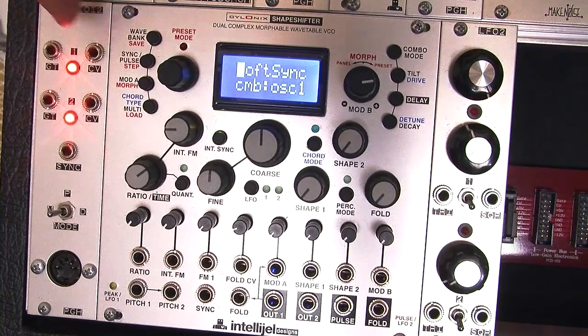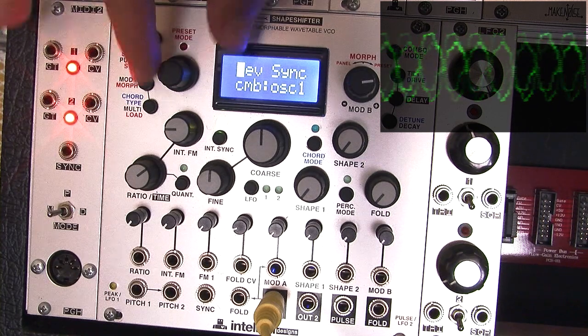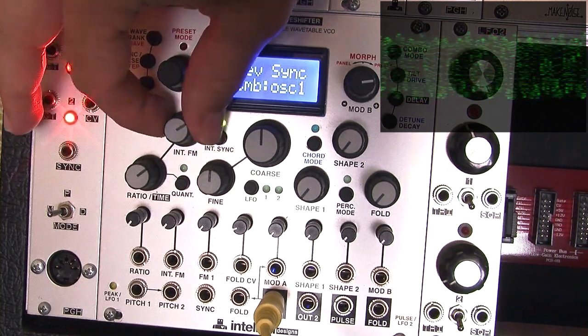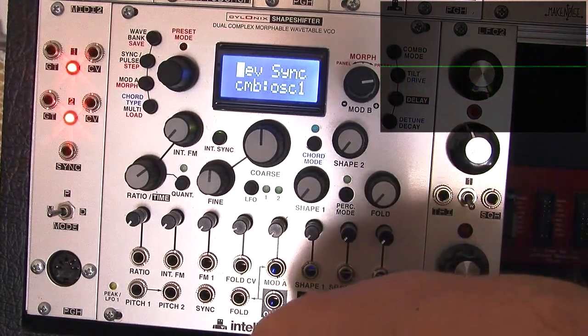The next type of sync is reverse sync. This one's pretty cool. It will reverse the direction of the wave of either oscillator 1 or 2 when a sync event occurs. So here's the output of oscillator 1. And oscillator 2.